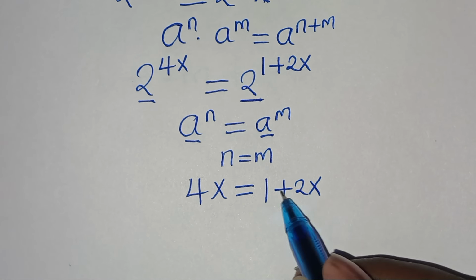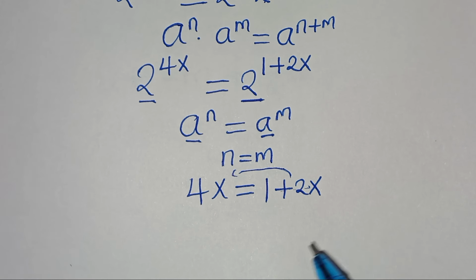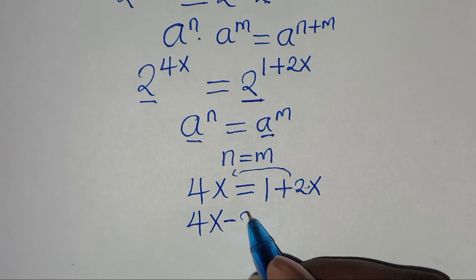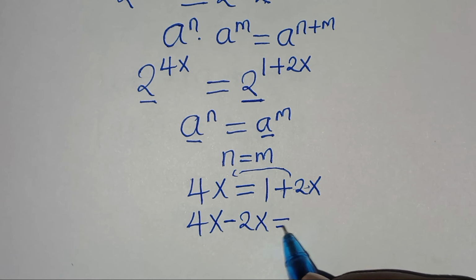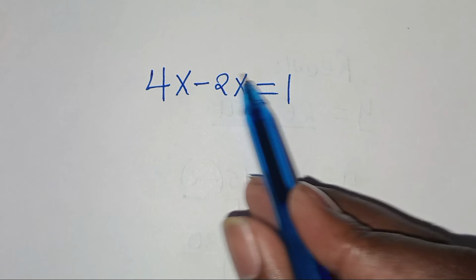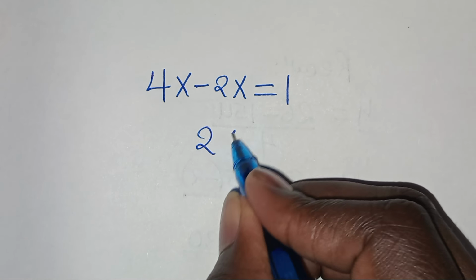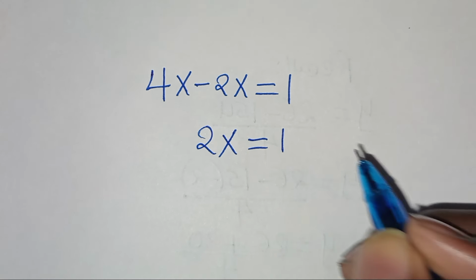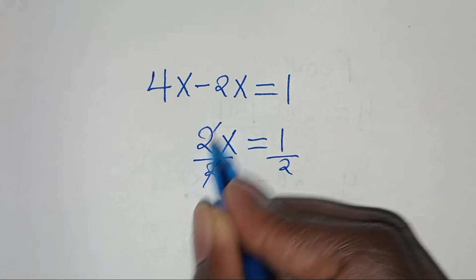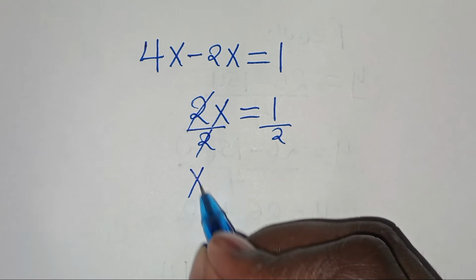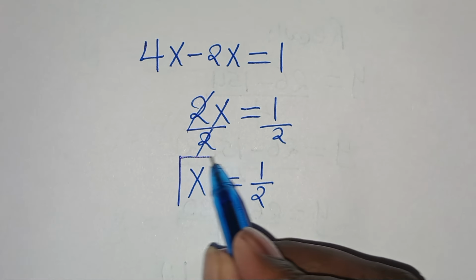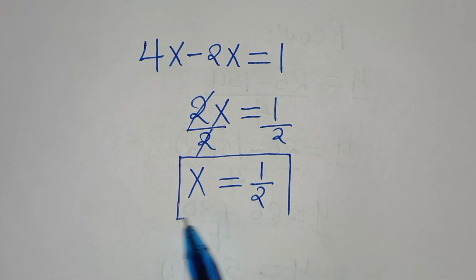Now let's take plus 2x on the left hand side. So this means we have 4x minus 2x equal to 1. Now 4x minus 2x is equal to 2x, which is equal to 1. So let's divide both sides by 2, and this means that x is equal to a half. We have the value of x equal to a half.